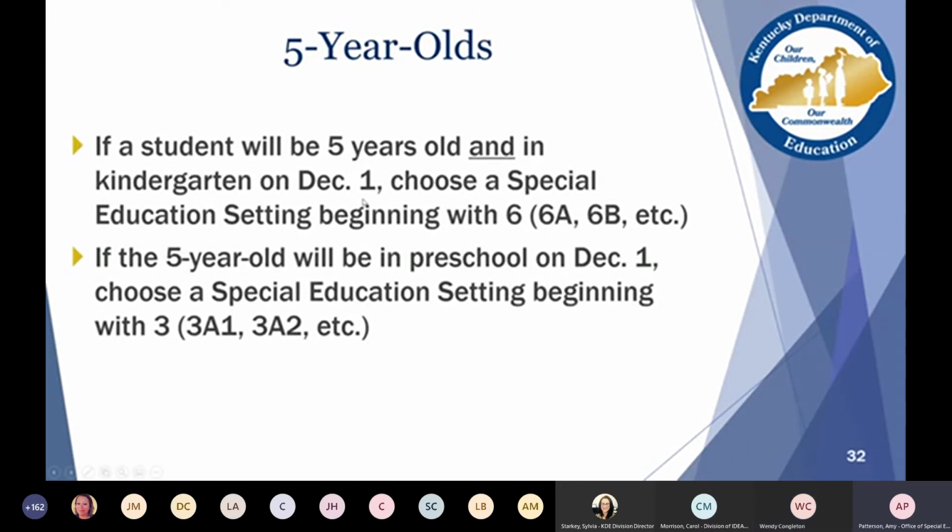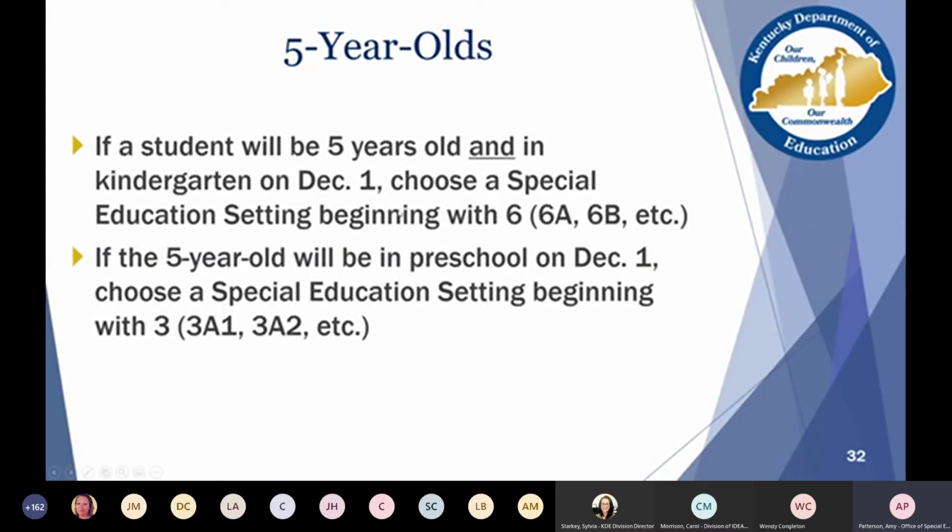All right. This is the other thing. If a student will be 5 years old in kindergarten on December 1st, so in the past, if a student was 5 years old, regardless of whether they were preschool or kindergarten, they had an LRE beginning with 3, so 3A1, 3A2, 3B1, whatever. Now, if the student is in kindergarten, we're going to use a special ed setting beginning with 6, so 6A, 6B, whatever.